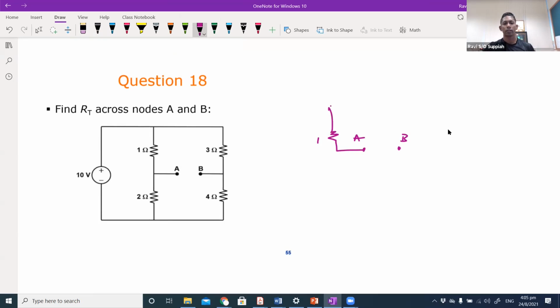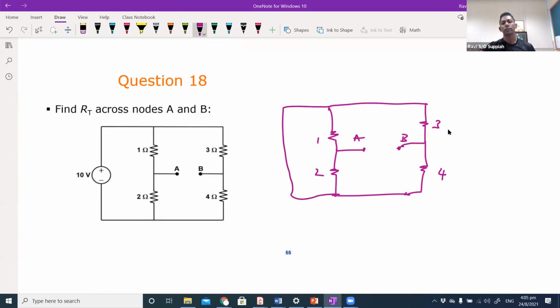So this 1, 3, 2, 4, and now over here I'm going to have a short circuit. Okay, and what I need to do is I imagine that there is a power supply here. Now, when there is a power supply here, the current is going to flow out.